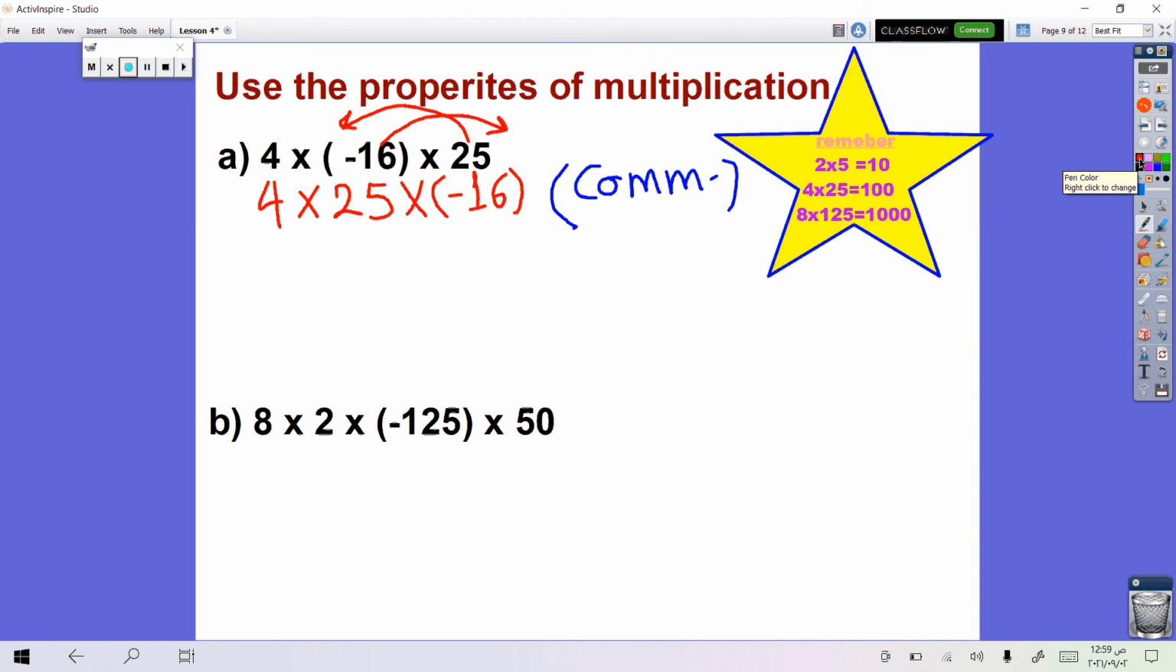Step number 2, you have to write the previous step again by putting brackets. 4 by 25 inside the brackets, because they are friends, by negative 16. So the name of this property is associative.